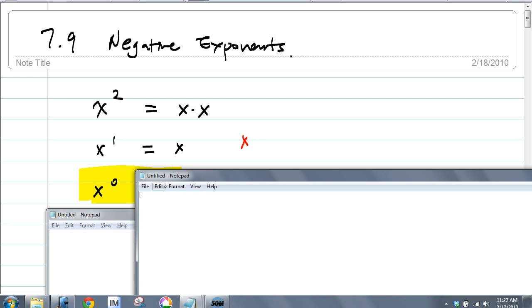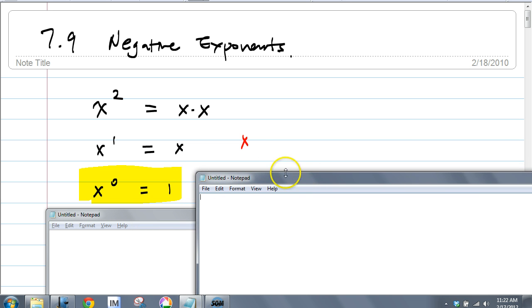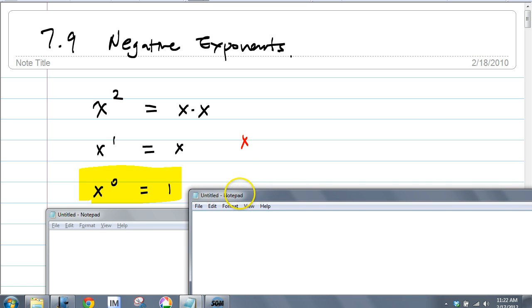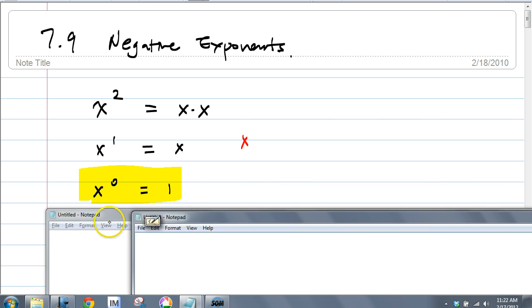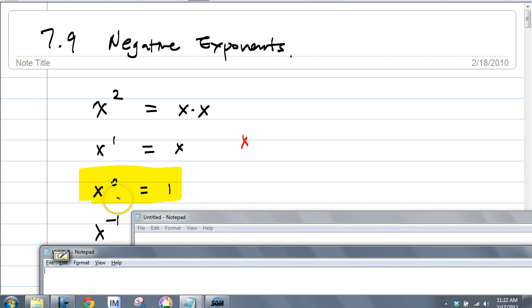Class, what's x divided by x? 1. Okay, don't say 0 because that's how you get it wrong. People see the exponent 0 and they think it's 0. Do I mean x times 0? No. Be careful. A lot of times people think it's 0. Now, guess what we're going to do then as we go on? Subtract 1 from 0, you get x to the negative 1, right, Shirab?